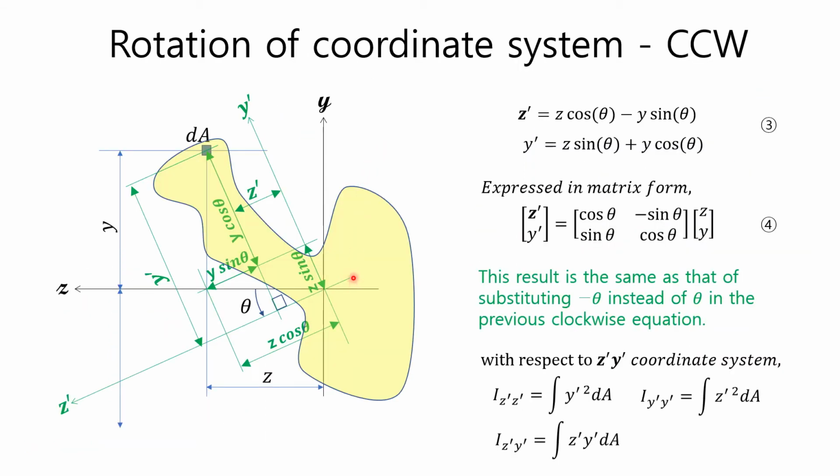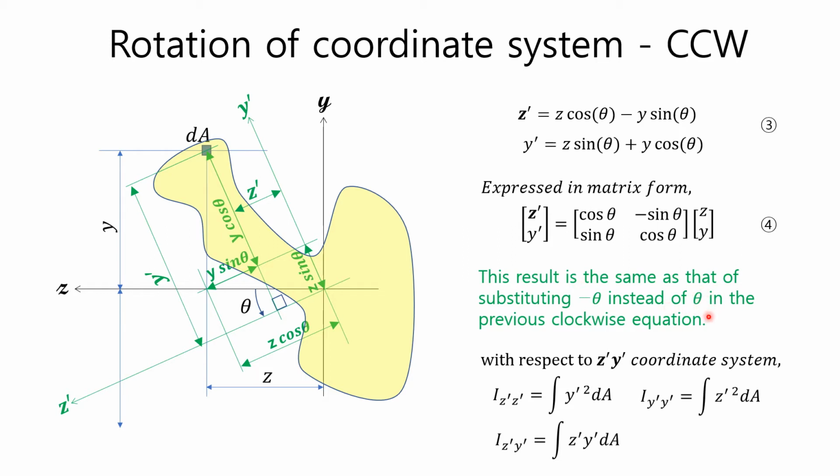What if the coordinate system rotates counterclockwise by theta? Referring to the figure on the left, the coordinate values can be obtained as in equation 3. If this is arranged in matrix form, it becomes equation 4. Comparing this result with the previous clockwise equation, it can be seen that it is the same as the result of substituting minus theta instead of theta.